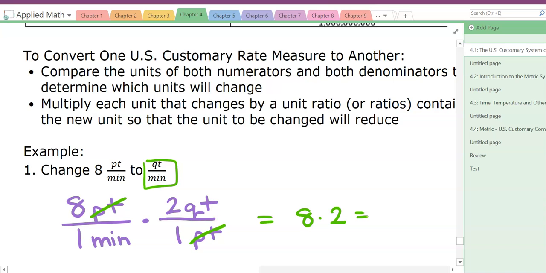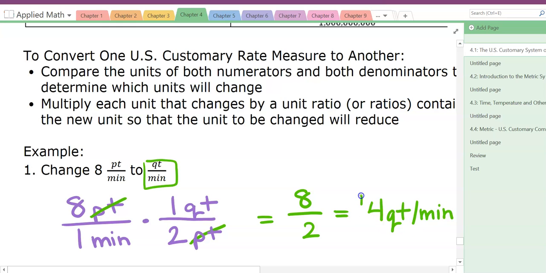Oh, I think I put my numbers on the wrong spot. You can see what I did? Right? Because we're going pints to quarts. Quarts would be bigger than pints. So it should be 1 over 2 instead of 2 over 1. There's 2 pints for every 1 quart. I wrote it upside down. So now we have on top 8 times 1, which is 8. On the bottom, 1 times 2, which would be 2. So 8 divided by 2 would be 4. So they're doing 4 quarts per minute.